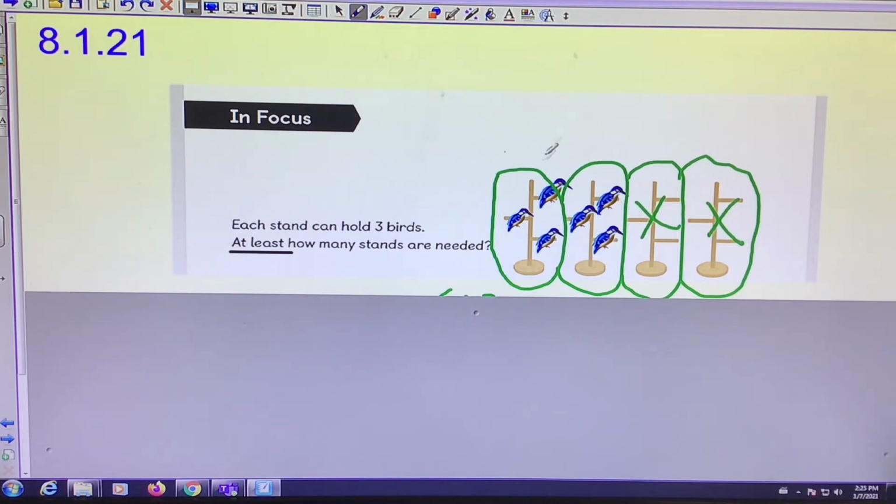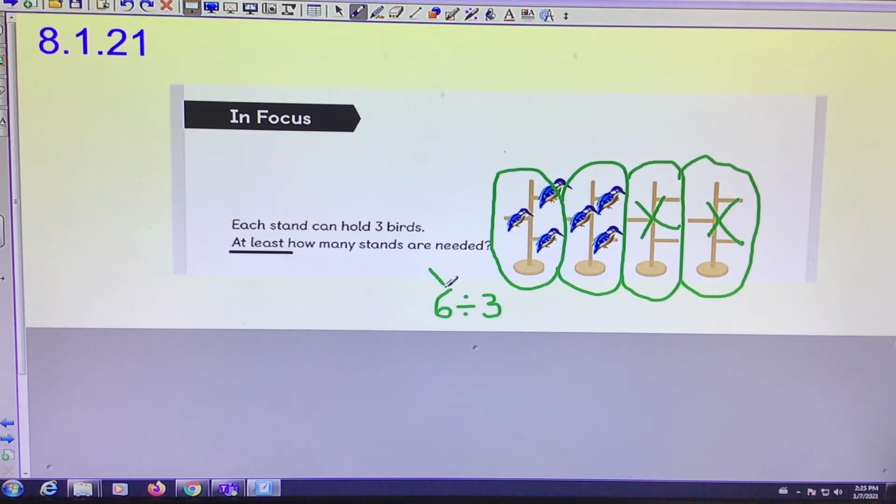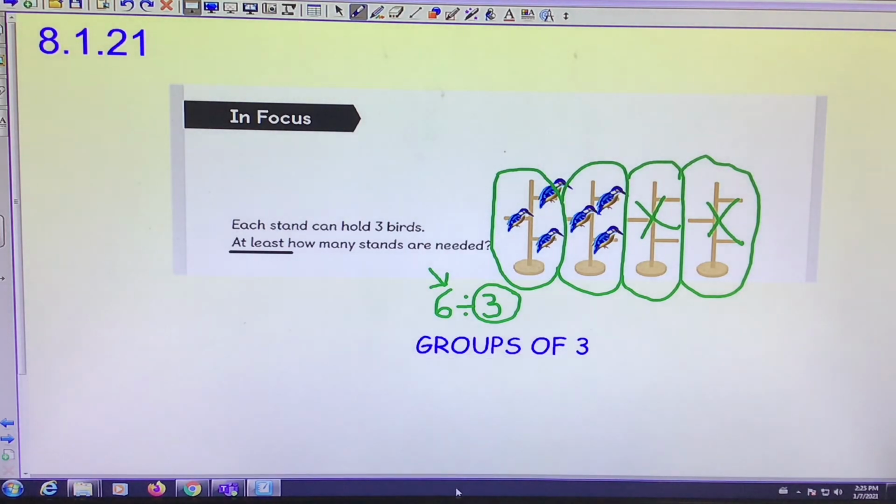But these 2 stands have got the birds on them. So we started with our whole, our 6 birds. We put them into groups of 3. That is what we've just done. We put the birds into groups of 3.